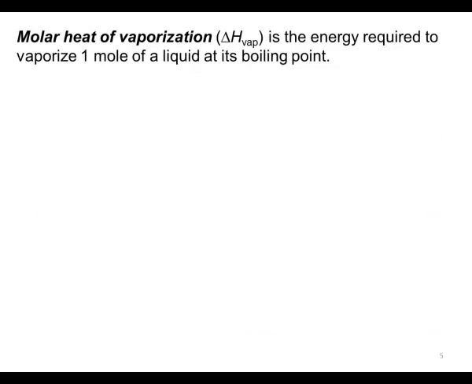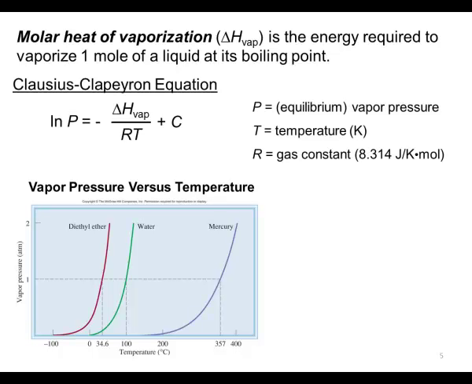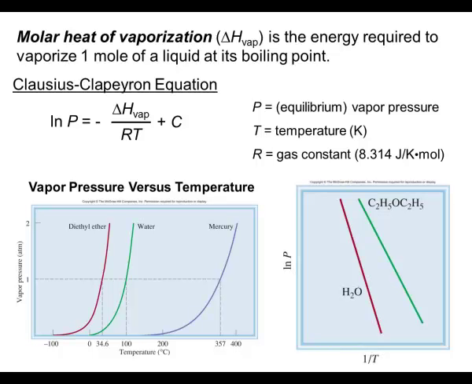The molar heat of vaporization, delta H sub VAP, is the energy required to vaporize 1 mole of a liquid at its boiling point. If we look at a diagram of vapor pressure versus temperature, we notice that various liquids have various vapor pressures, and they are nonlinear. If we apply the Clausius-Clapeyron equation, the natural log of the pressure equals minus the heat of vaporization divided by the gas constant times the absolute temperature, we can plot the log of the pressure versus the reciprocal of the absolute temperature and get a nice straight line adherence.